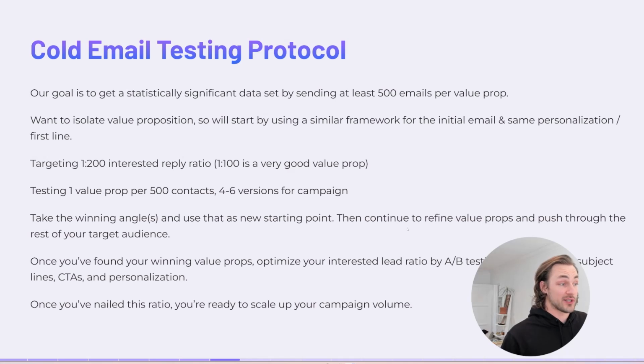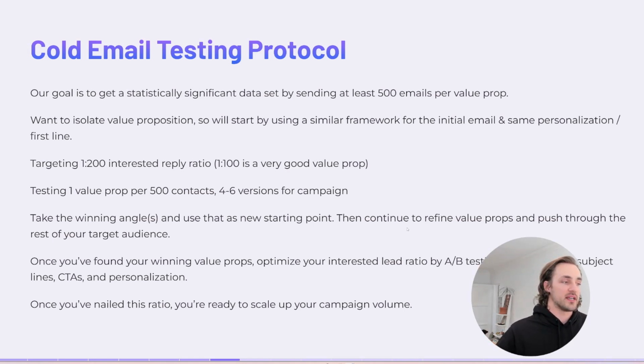So what we're actually targeting here is a 1 to 200 interested reply ratio or a 1 to 100 interested reply ratio, which would indicate a very, very good value proposition. So in human terms, what does that mean? One interested reply of every 200 leads that you reach out to will say, hey, I'm actually interested in your offer. If you are higher than that, that means that you have a lot of work to do in terms of getting your value proposition more dialed in.